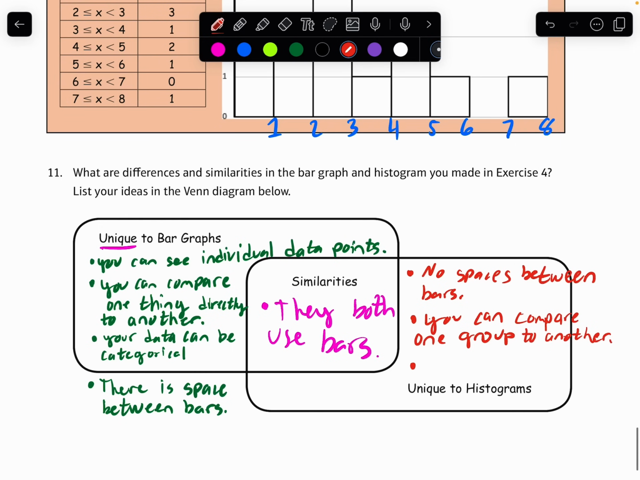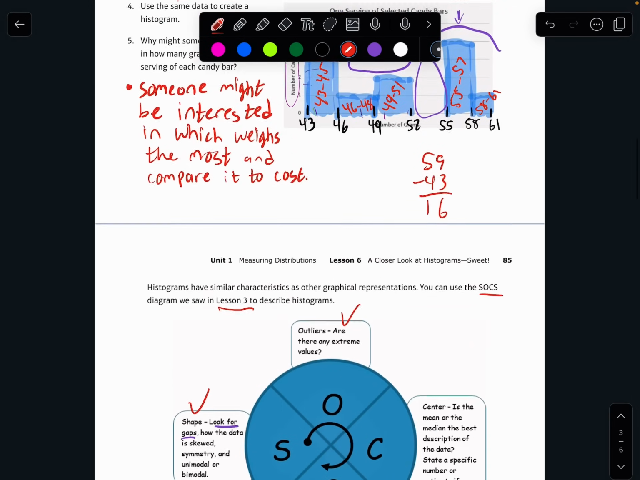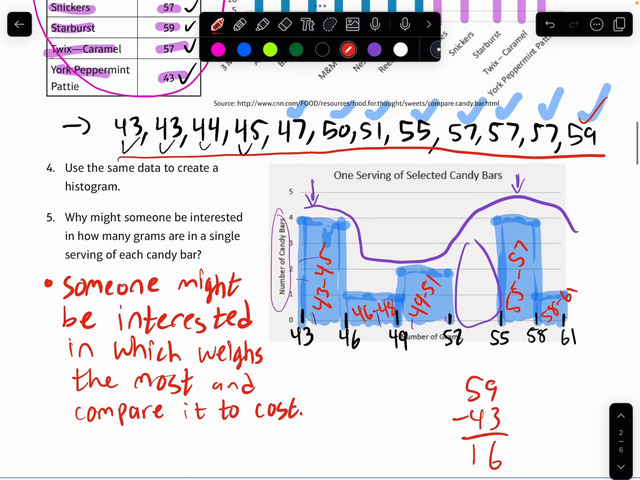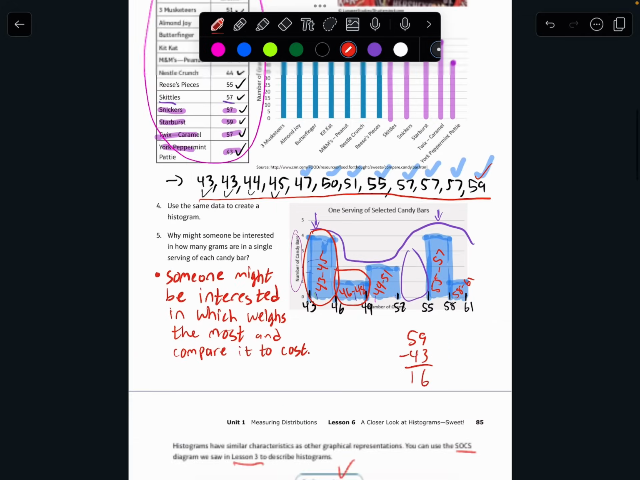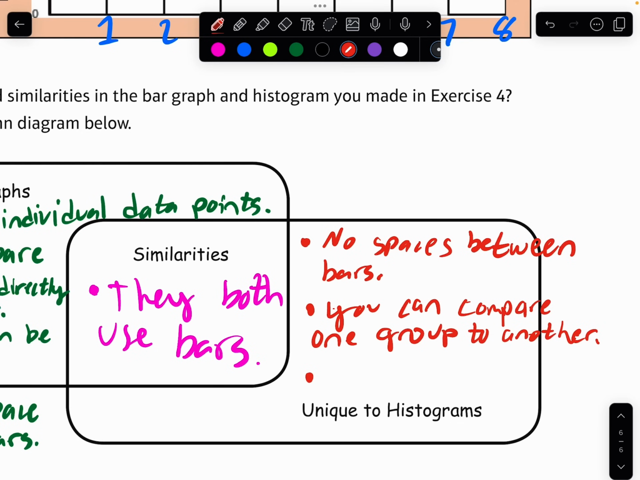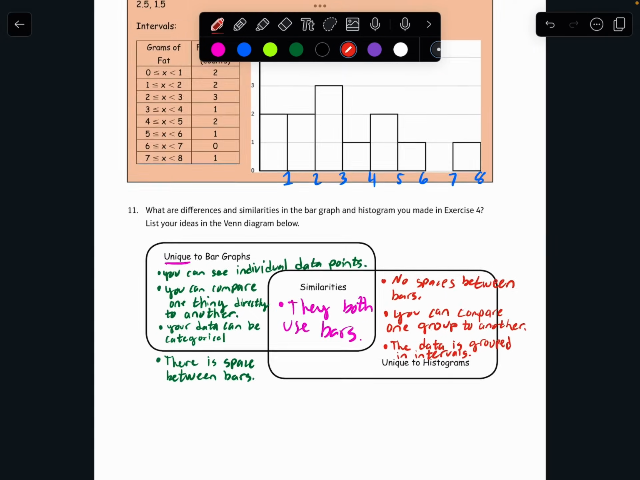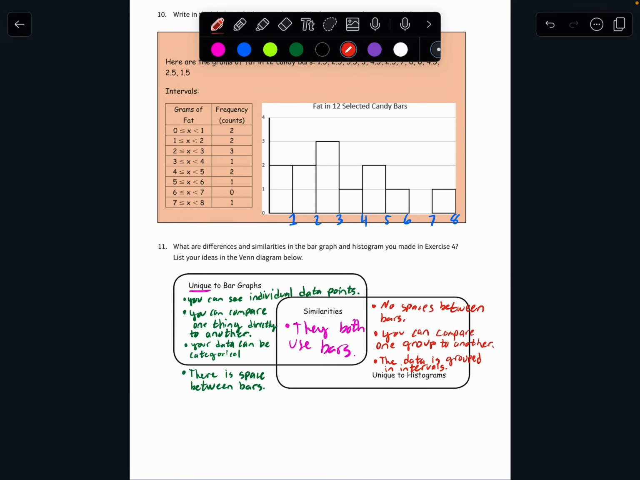And then one more thing. We can also see here that they're being grouped as intervals. So that I have in red circles. I can continue it, but we kind of got the point. But last thing, the data is grouped in intervals. And then, yeah, that is it.